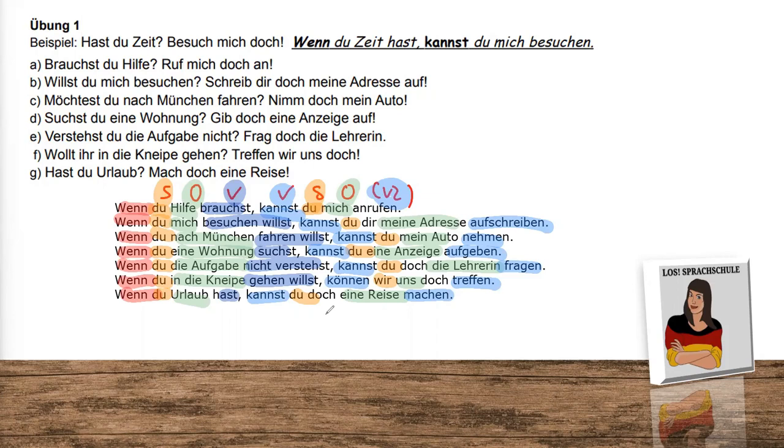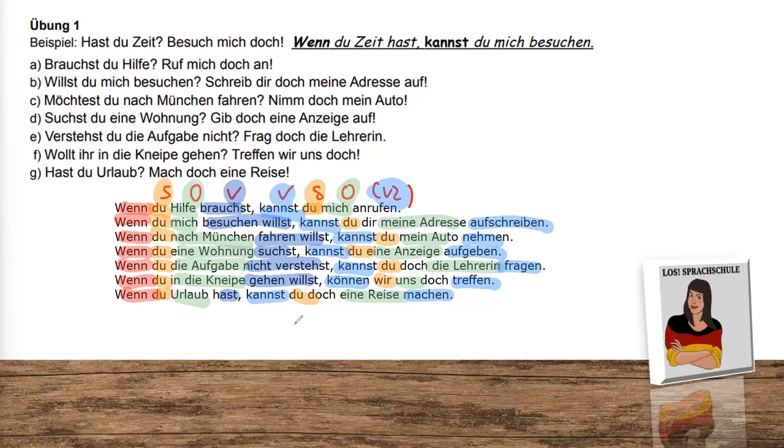Wenn du eine Wohnung suchst, kannst du eine Anzeige aufgeben. When you are looking for a place, an apartment, you can publish an advertisement, an ad. Wenn du die Aufgabe nicht verstehst, kannst du doch die Lehrerin fragen. If you don't understand the task, you can ask the teacher. Wenn du in die Kneipe gehen willst, können wir uns doch treffen. When you want to go to the bar or to the pub, we can meet. Wenn du Urlaub hast, kannst du doch eine Reise machen. When you have vacation, you can do a trip.